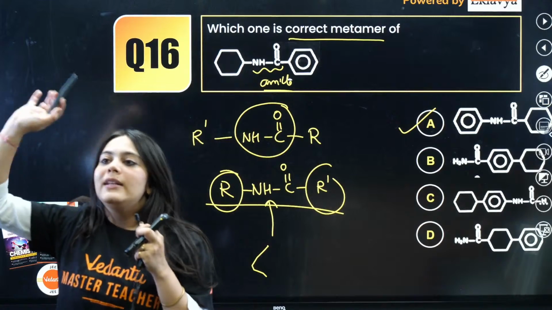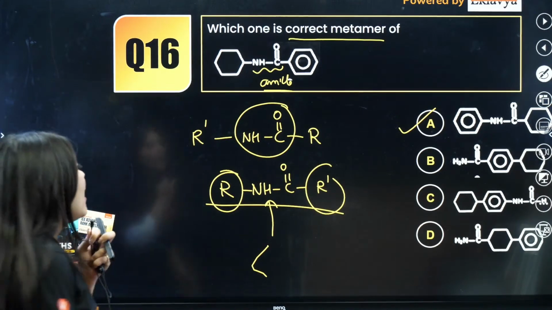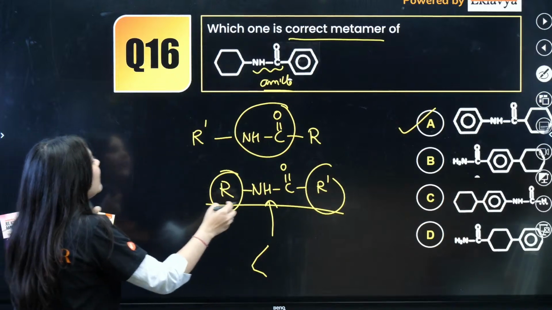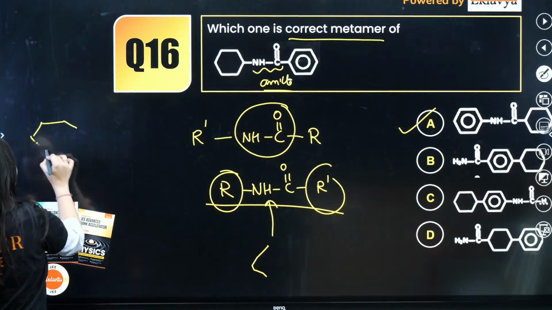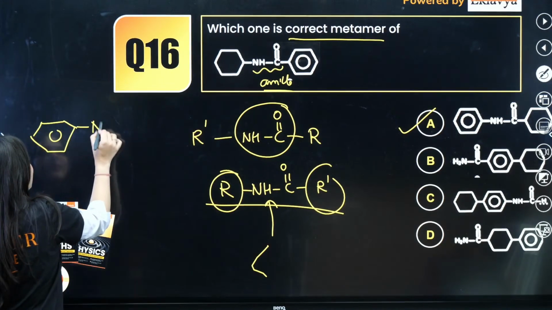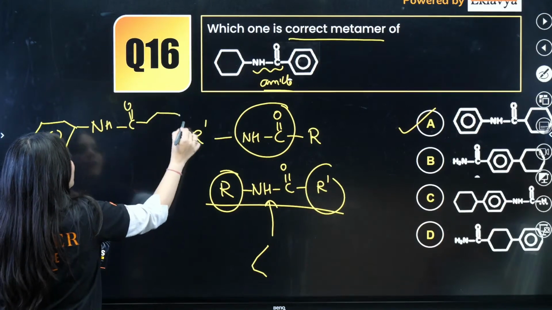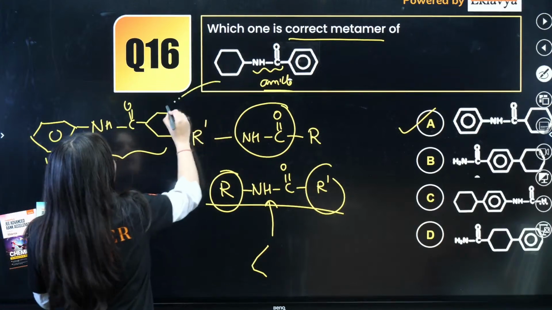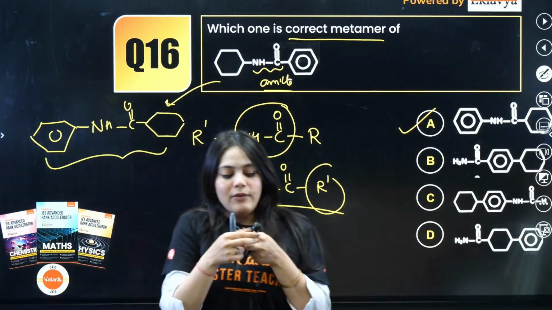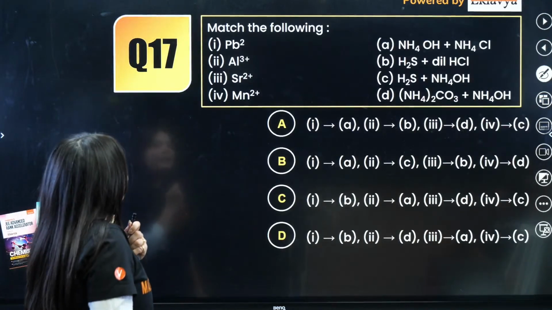How many of you did it correctly? Very good. I've received so many A answers. So what is happening here? A phenyl ring would now be attached to the nitrogen, right? Phenyl ring gets attached to the nitrogen, and to the carbonyl group, the cyclohexane gets attached. So this is the metamer of this compound, isn't it? Everybody understood? So we're moving on to the next question.